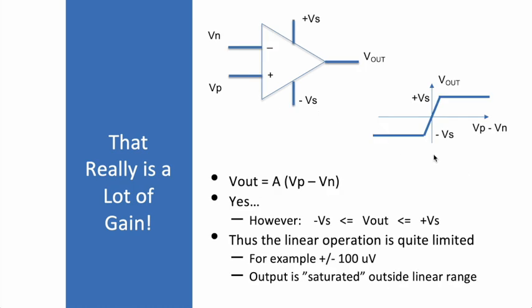So therefore, the range of operation, if we think about the difference between VP and VN, when we are getting a linear type of relationship between this voltage difference and the output, that range of operation is very limited. Think microvolts, on that order. Beyond that, the output is in a condition we refer to as saturation. If this difference between VP and VN gets too big, the output just maxes out at one of the power supply rails, either plus VS or minus VS. We say it's saturated.